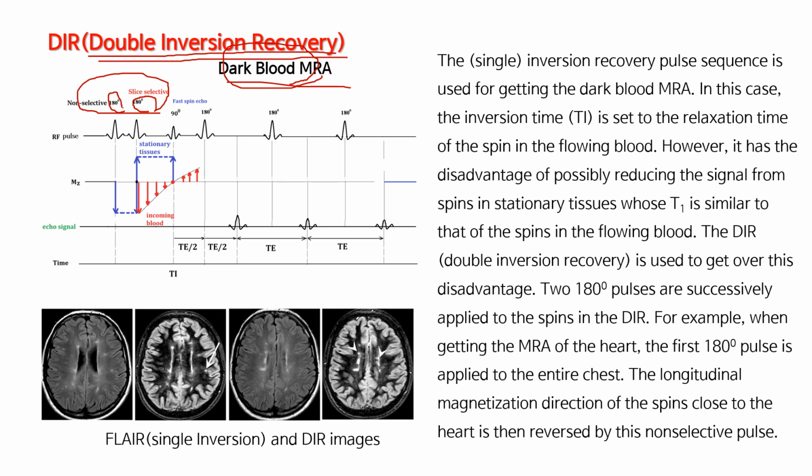So due to the first 180-degree pulse, the direction of the magnetization of these spins in the stationary tissues is reversed, but the second 180-degree pulse reverses the longitudinal magnetization direction back to its original direction. Thus, the spins in the stationary tissues are not affected by these 2 180-degree pulses.